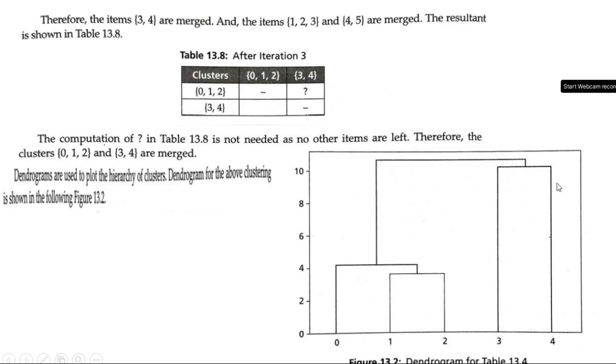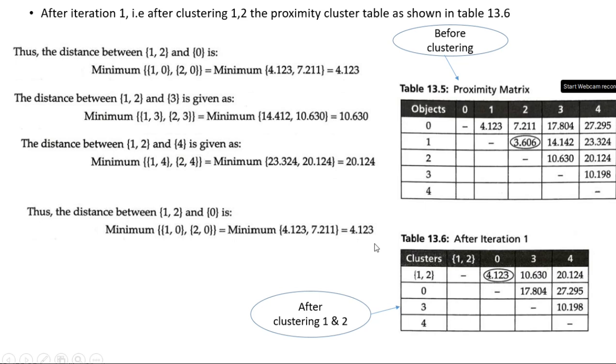So finally, this is the dendrogram that we come up with. How do you come up with the dendrogram? Refer to the clustering. First we had clustered 1 with 2. On the x-axis you write all the items: 0, 1, 2, 3, 4. On the y-axis I am writing the values. So what are those values? I have grouped 1 and 2 together, and when I clustered 1 and 2, go back and see, what was the minimum distance value?